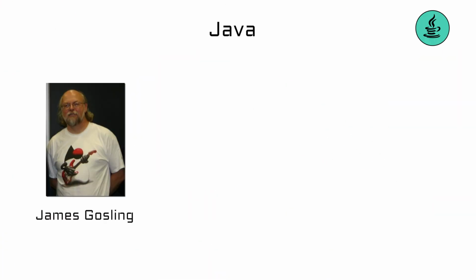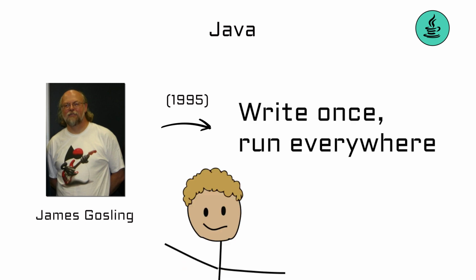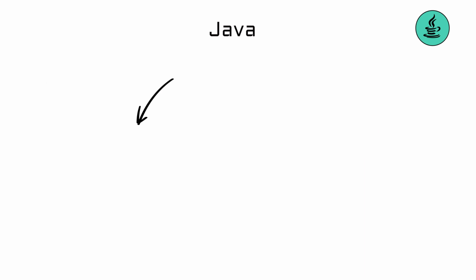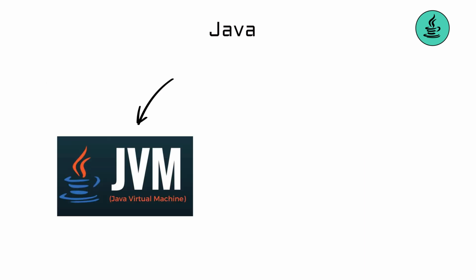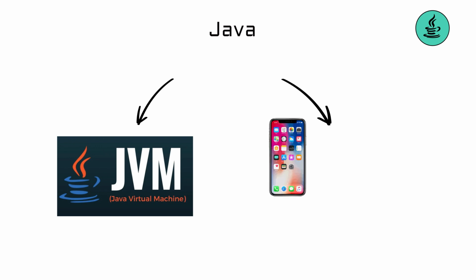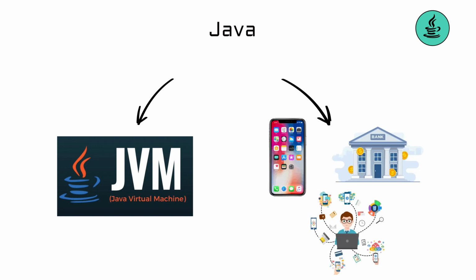Java. Java was born in 1995 with the slogan, write once, run anywhere. But in reality, well, you'll still spend time setting up the environment. Programmers know the pain. Its biggest feature is the JVM, the Java Virtual Machine, and you'll find Java everywhere. Mobile apps, banking systems, enterprise software. It's like the invisible glue holding the tech world together.